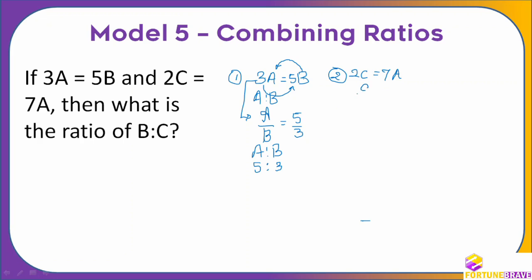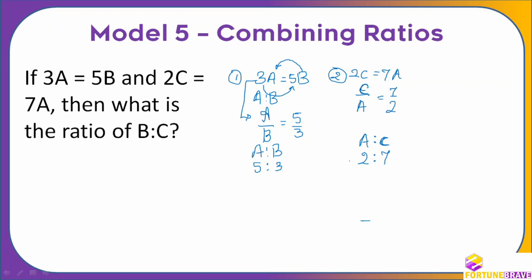Like C by A is equal to what? 7 by 2 now. We are not going to waste so much time. C as it is here, it will be there. So C by A is equal to 7 by 2. So if I want to write A is to C, can I write it directly? You can definitely write it directly. We will take the corresponding A value to A value and C value to C value. So A value is 2 ratio value and the C value is 7. So we will take this as it is.